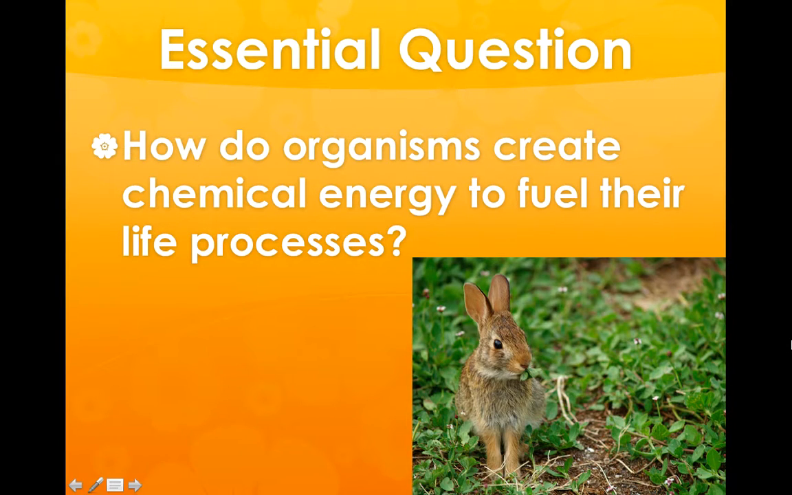So in this lesson, I'm going to discuss how organisms create chemical energy to fuel their life processes. All organisms are going to need energy to survive. So in this lesson, we will talk about cellular respiration, which is the process by which organisms create ATP, a source of chemical energy that allows them to fuel all of their cell processes, including cell respiration itself, movement, growth, reproduction, etc.